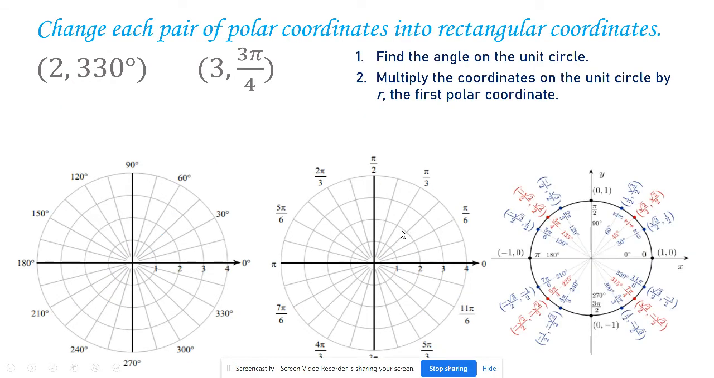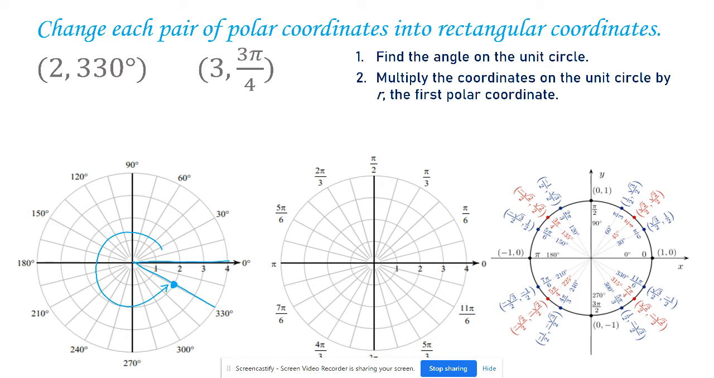All right, this is where it gets a little trickier, changing from polar coordinates into rectangular coordinates and vice versa. The first one we have here is the point 2, 330. And I'm going to go ahead and put that on the graph here. So 330, we're going to go all the way around here. And my r is 2, so that's going to put me right there. So that's the point 2, 330. I want to know it's like regular XY coordinates. It's rectangular coordinates. So the first thing I want to do, step 1, find the angle on the unit circle.